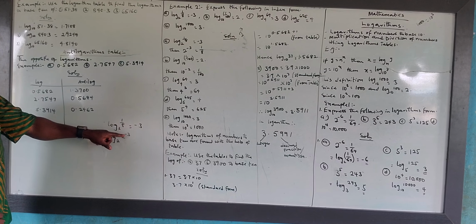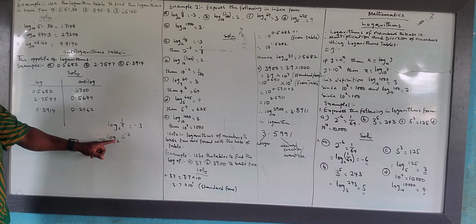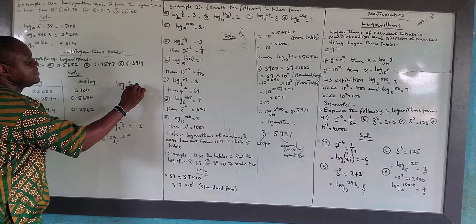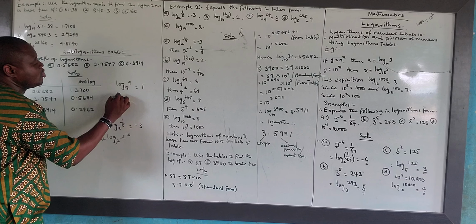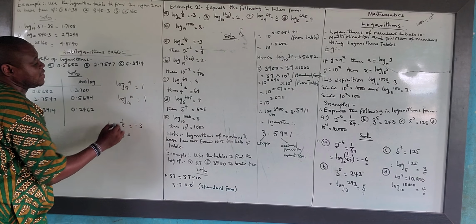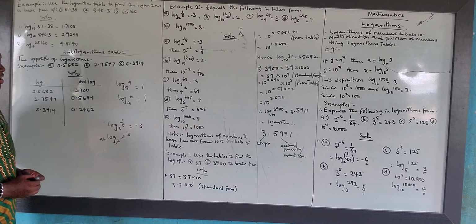But this 1 all over is the same thing as minus 3. So if we now cut the base, this will give us this. And there is a law in log that says log a raised by a is equal to 1, or log 10 raised by 10 is equal to 1. So if we have log 2 raised by 2 here, that is 1. So therefore, we now have minus 3. Do you understand that now?